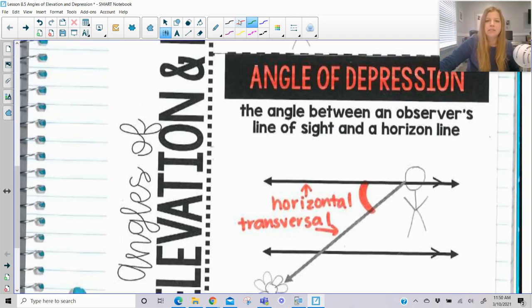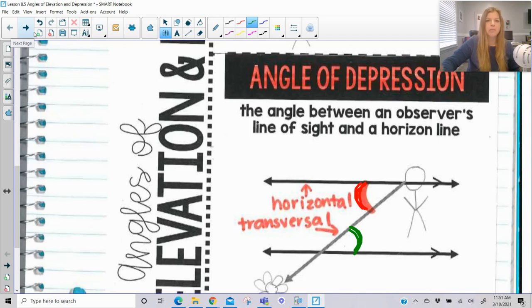So it's this specific place between the horizontal and the transversal, not this angle here. That's between the transversal and just some open space or a vertical line. And then, of course, notice that the angle of depression is actually the same as the angle of elevation. They're alternate interiors. So I've got a few word problems for us.